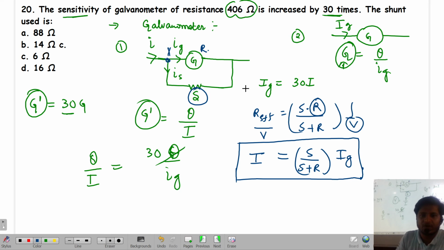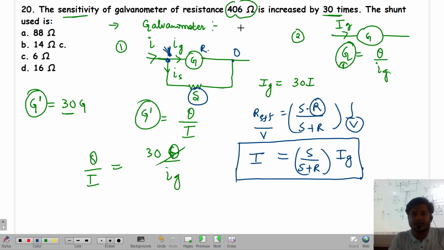So here I have written that new G prime is equal to 30 times the initial G. Understood or not? If I add the shunt, there are two currents, one Ic current and one Is current: the current passing through the shunt and the current passing through the galvanometer. So the current passing through the galvanometer will be what? Galvanometer resistance divided by, try to understand, this is my voltage V, this is my 0 volt.